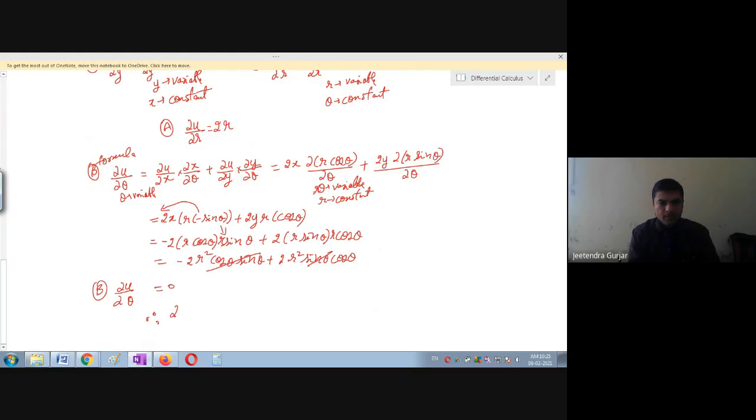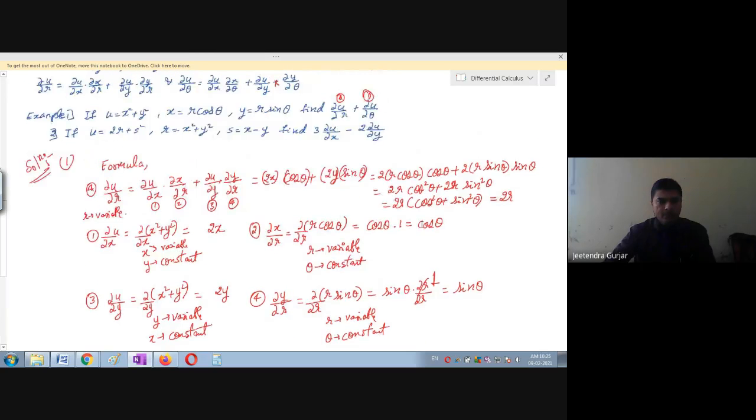Therefore they have told us to calculate dou u upon dou r plus dou u upon dou theta. One can easily see this is 2r plus 0, which is equal to 2r. This is our answer. Is it clear, students? So this is how you have to simplify. Further, you can take this again. If u is equal to, just take this, right? Okay. So u is equal to 2r plus s square, right, students?